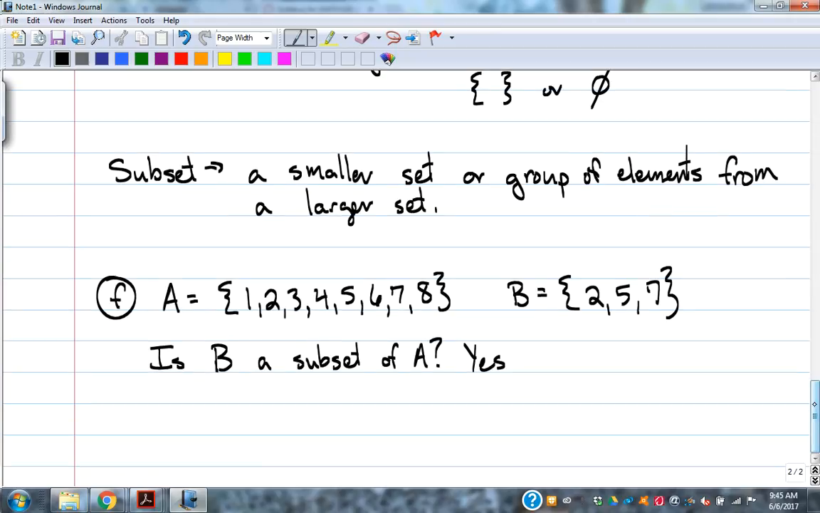The notation that goes with that is this. B is a subset of A. It's like a C with a line under it. That means subset. So that's how you would read this: B is a subset of A. Okay.